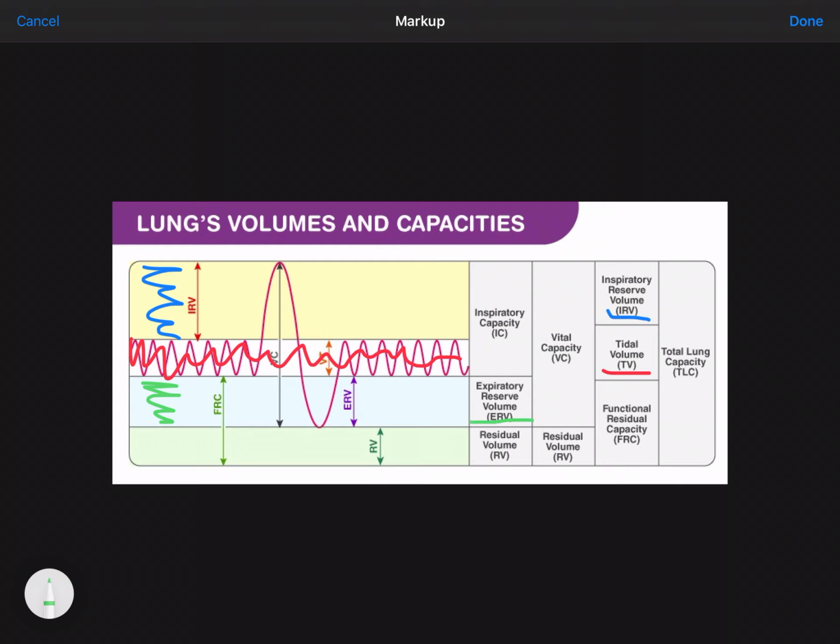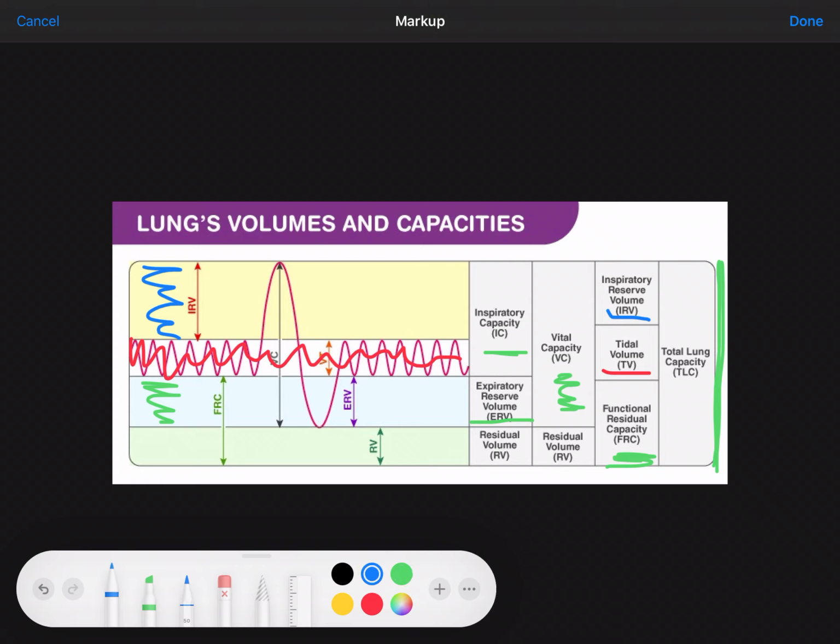Now, if we start combining these volumes, we get capacities. If we add our inspiratory reserve volume and our tidal volume, we get this inspiratory capacity. And if we add the last two, our expiratory reserve volume and our residual volume, the volume of air we can't expel, which is the volume of air that keeps our lungs inflated, we call that our functional residual capacity. And the entire total lung volume is equal to all four of those combined. But to see how much vitality you have as far as your breath, the vital capacity is equal to the first three combined.